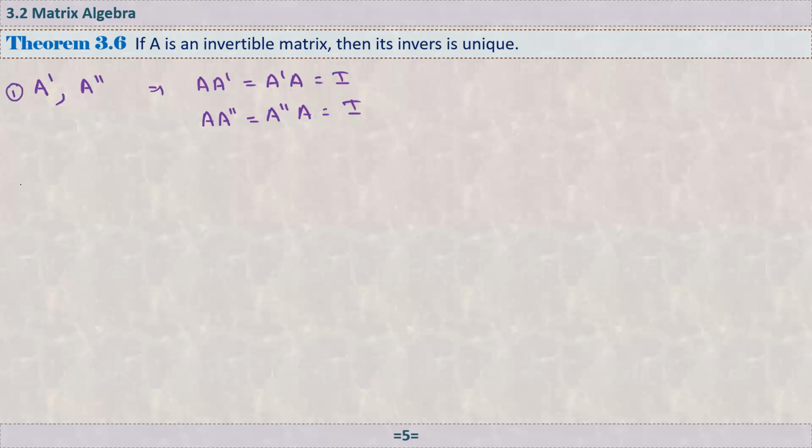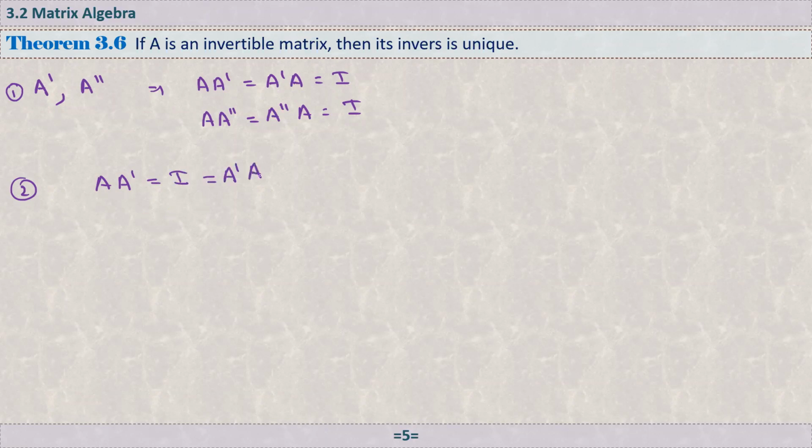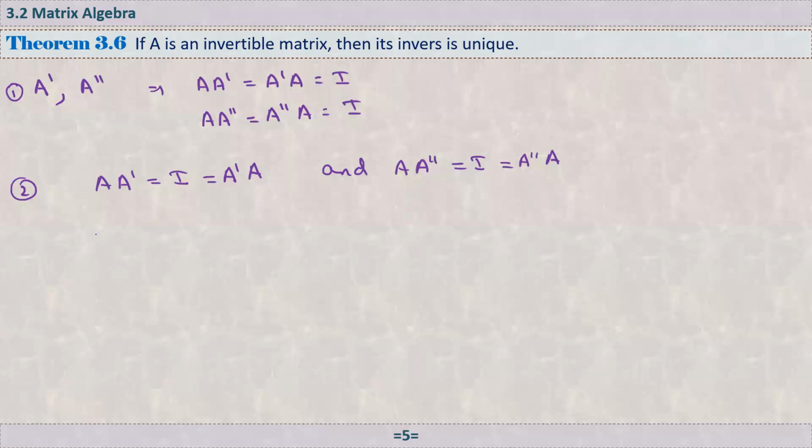That's our first approach. By the definition, A times A prime is equal to the identity matrix, and that's equal to A prime times A. And if we have A times A double prime equal to I, and that's equal to A double prime times A, equal to I. So here, I can write A prime as A prime times the identity matrix, nothing changed here.